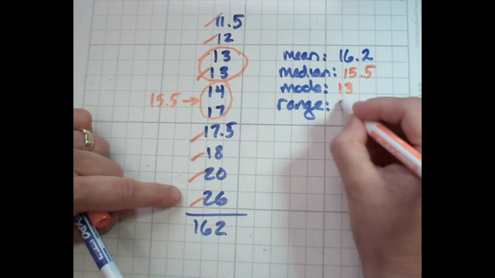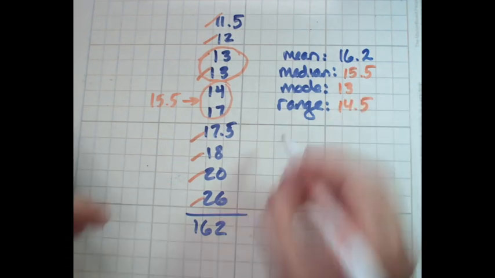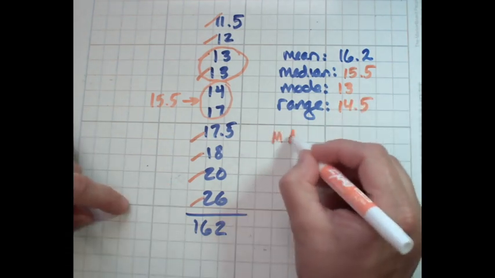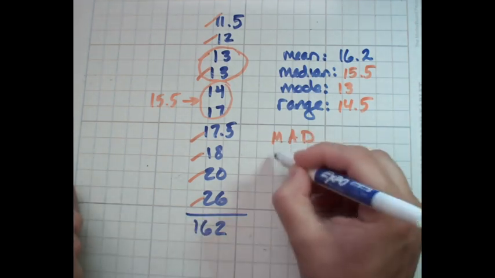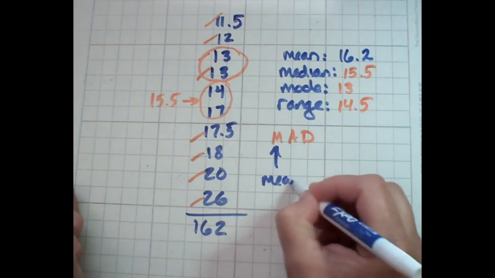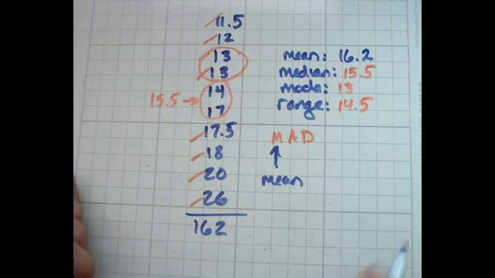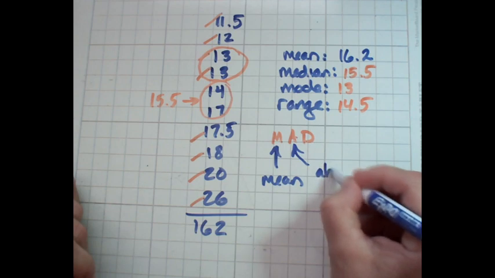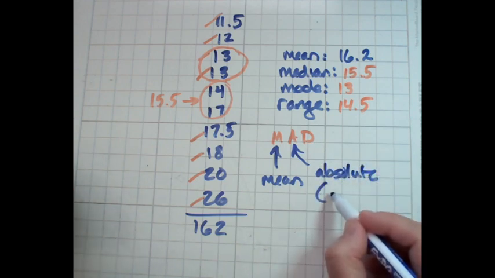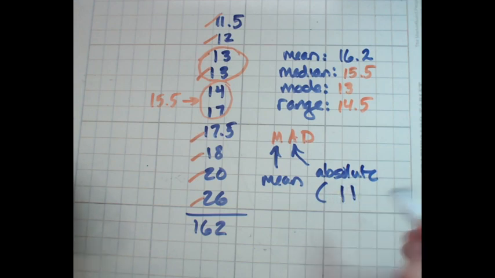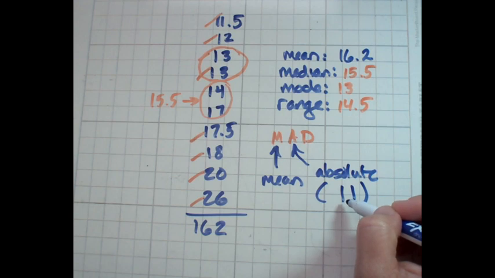All right. Let us find the mean absolute deviation. All right, so mean, we know means average, so we're going to need the mean. Absolute. So for absolute, you should be thinking absolute value, right? Our absolute value bars, which means we're going to make everything, the deviation, positive. We just want to know how far away it is. We don't want to know positive or negative here.